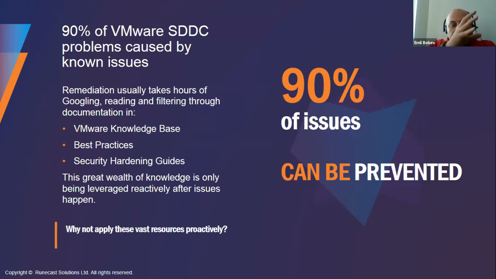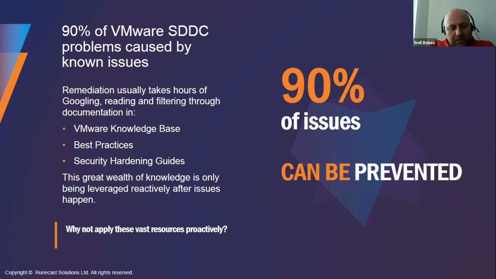They realized that if they used these knowledge base articles proactively, if they accumulated this knowledge and applied it against the environment of their customers, they could potentially knock out 90% of the issues before they cause severe damage to the VMware environment. I hope this makes sense. Again, if there are questions, go ahead and drop them in the Q&A box.